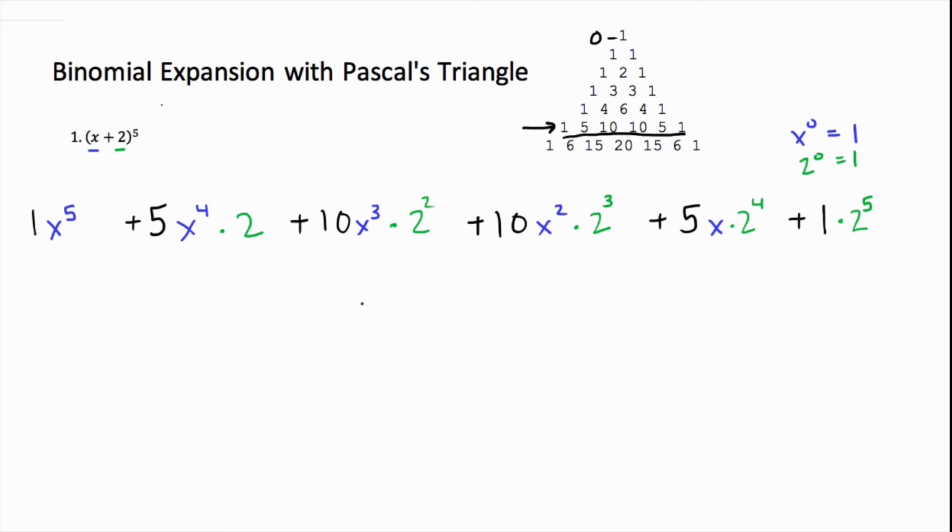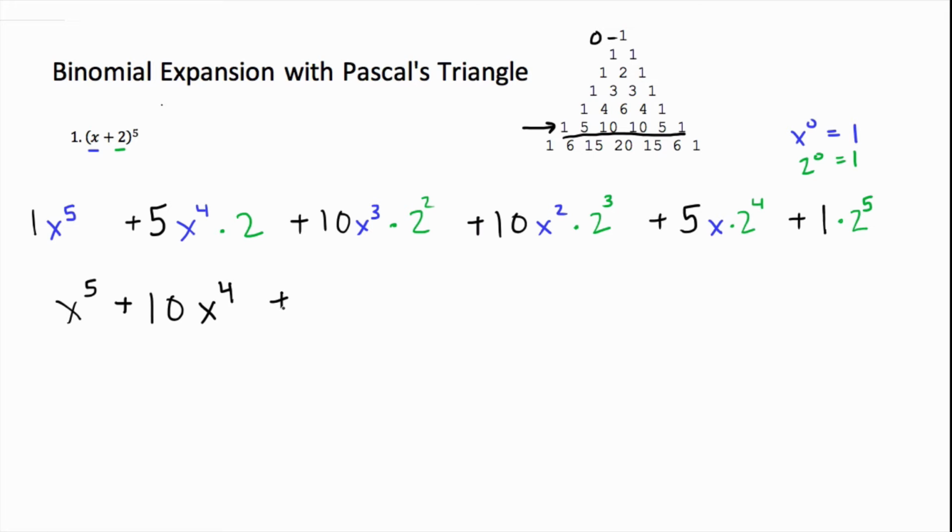After this, all we need to do is simplify. We did our binomial expansion, now we're just simplifying it. So we'll look at the first term. We have 1 times x to the 5th. We can write that as x to the 5th. Our second term, we have 5x to the 4th times 2. So I can multiply the 5 and 2 together and get 10. And then I have x to the 4th.